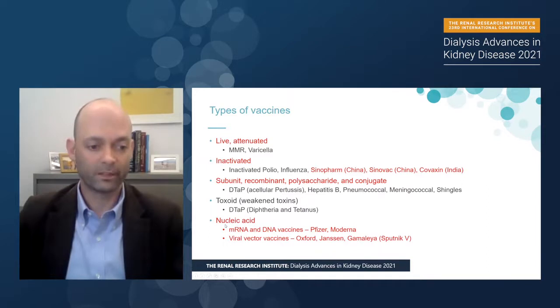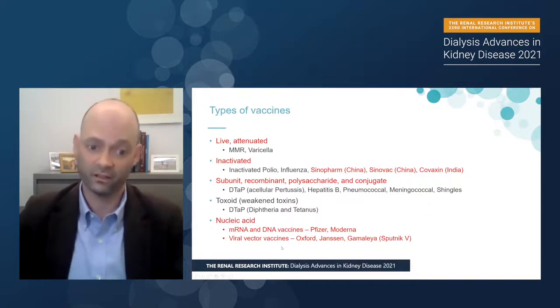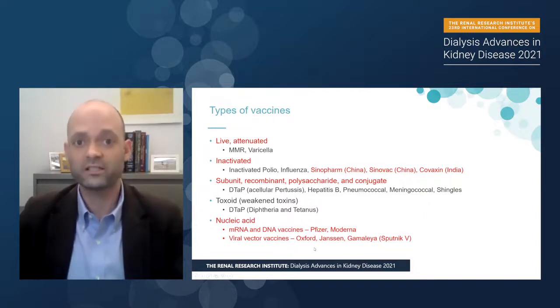Now, the ones that we'll be talking about the most will be this newer technology of the nucleic acid vaccines, both the mRNA vaccines, the Pfizer and the Moderna, which have been approved in the United States, as well as the viral vector vaccines. The Oxford or AstraZeneca, as well as the Johnson & Johnson or Janssen vaccines are great examples of those types of vaccines.